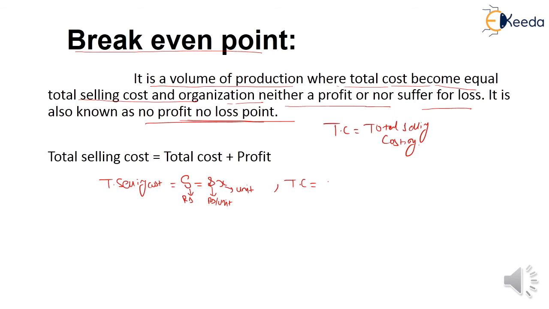Total cost is nothing but fixed cost plus variable cost. The fixed cost is represented in rupees and the variable cost is represented in rupees. Or in other words we can write it as capital F plus small v into x. Here capital F is represented in rupees, small v is represented in rupees per unit, and x is represented in units. So all the data is put into this equation: capital S equals total cost, that is fixed cost plus variable cost, plus P, the profit.